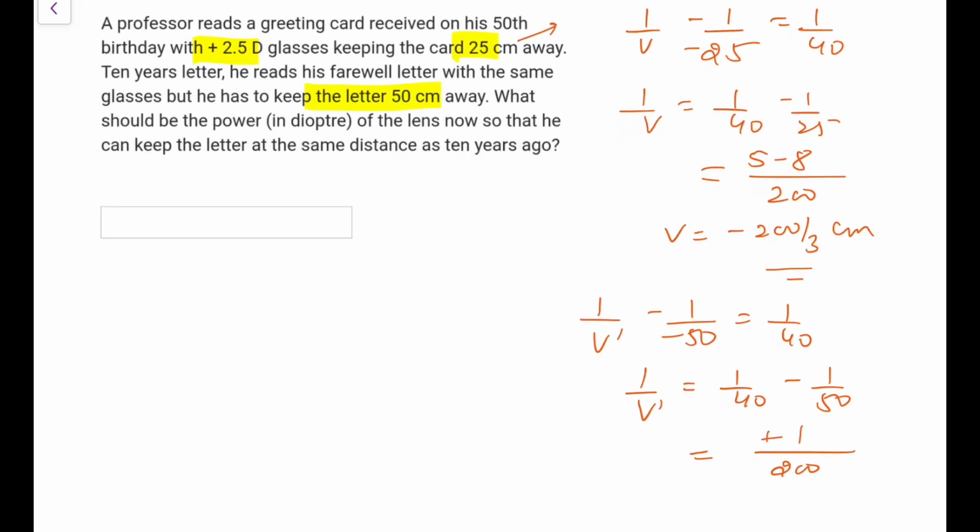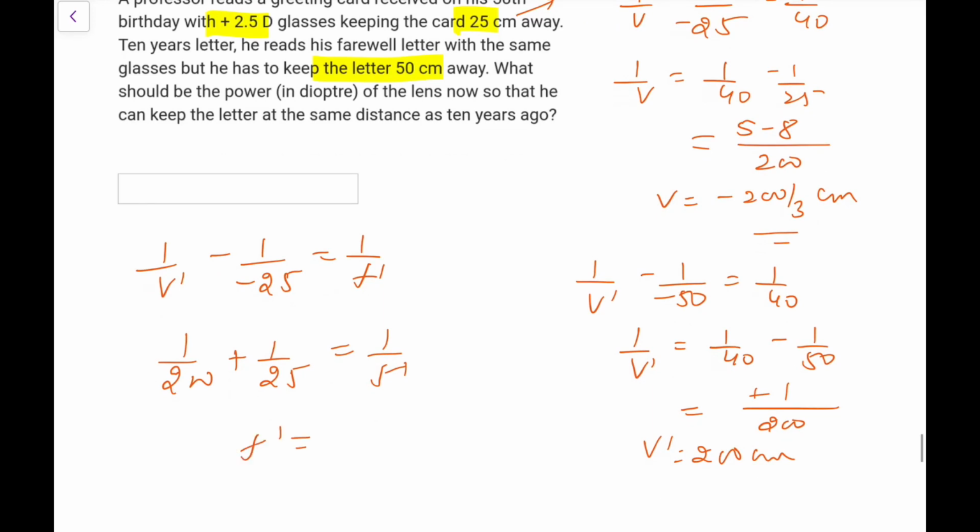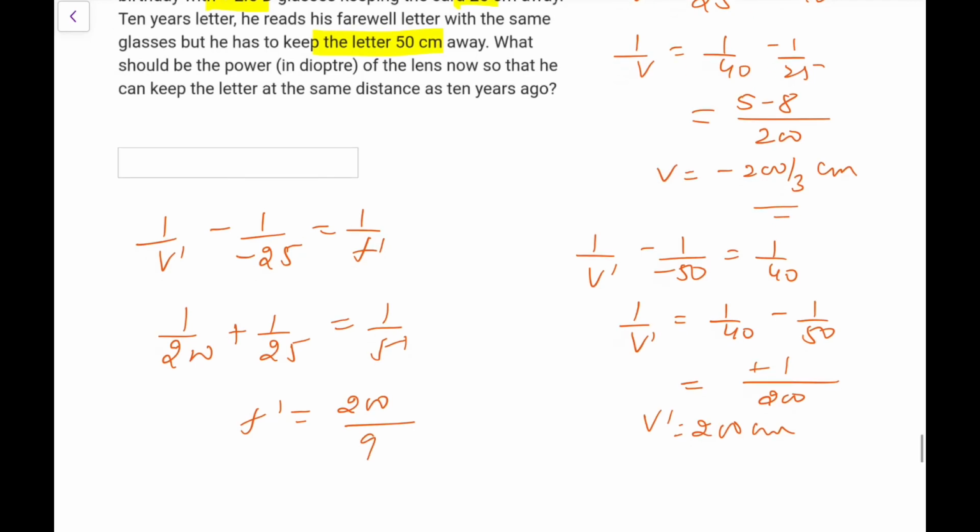If I am right, yes, it would be plus 1 with the same glasses, so v dash is coming now as 200 centimeters. So if I have to keep at the same distance, what should we have? 1 upon v dash minus 1 upon minus 25 would be equal to 1 upon f dash, the new lens focal length. So that would be 1 upon 200, and that becomes 1 by 25, that is equal to 1 by f dash. So f dash will come out as 200 upon 9, because that is the LCM, and that would be 8 plus 1, 9. So that is f dash in centimeters. So power required would be 100 upon f, that is 9 upon 200 into 100, that is 4.5 diopters. That is what we needed. The power of 4.5 diopters would be needed here.